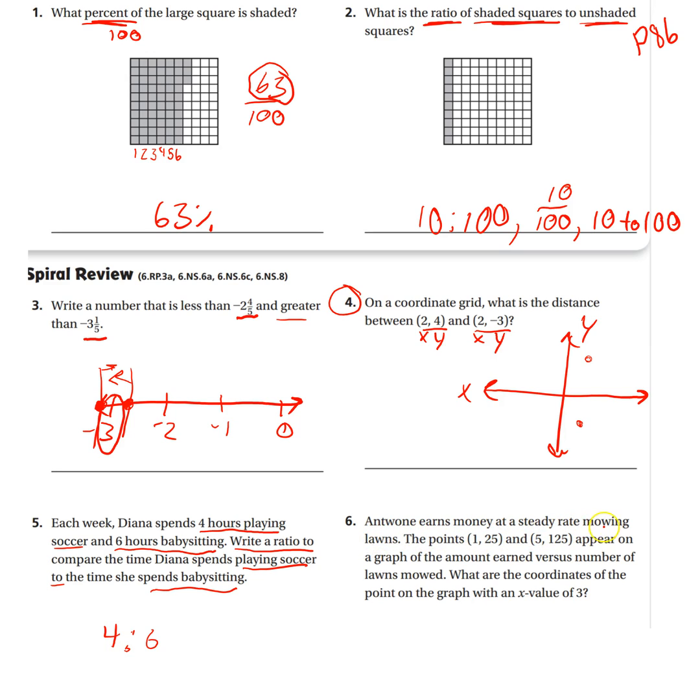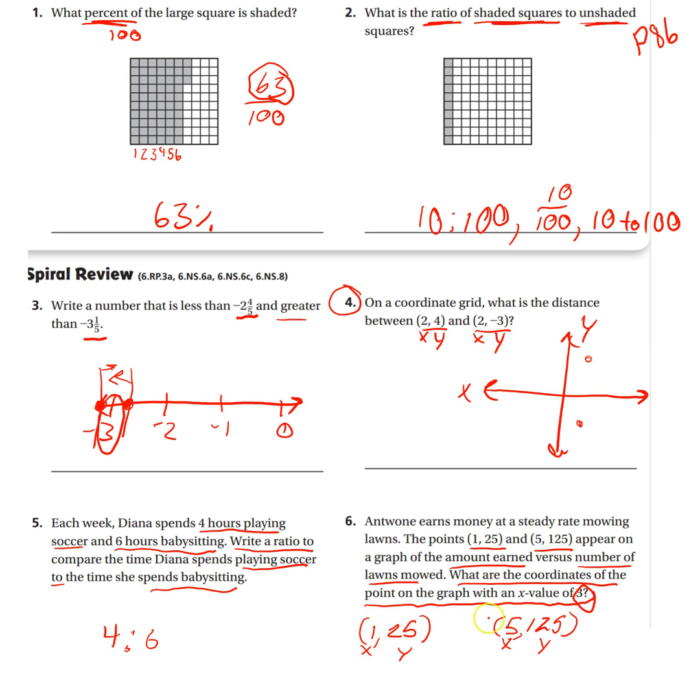Antoine earns money at a steady rate mowing lawns. The points (1, 25) and (5, 125) appear on a graph of the amount earned versus number of lawns mowed. What are the coordinates of the point on the graph with an x value of 3? So remember, we have 1, 25. So this is the x, this is the y. And we have 5, 125. Again, this is the x, this is the y.